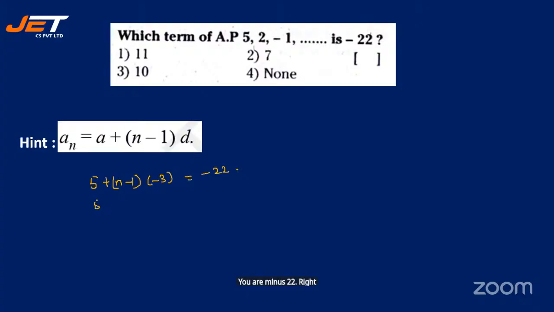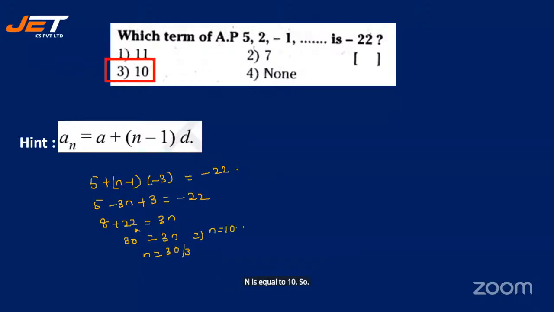Right. So 5 minus 3n plus 3 is equal to minus 22. So 5 plus 3, 8 plus 22 is equal to 3n. So 30 is equal to 3n. n is equal to 30 by 3, which implies n is equal to 10. So hopefully it is 10, correct.